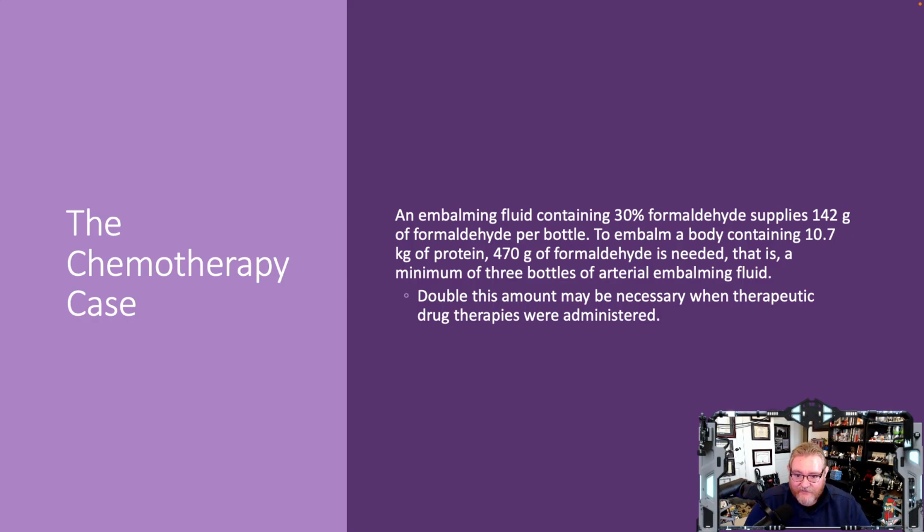An embalming fluid containing 30% formaldehyde supplies 142 grams of formaldehyde per bottle. To embalm a body containing 10.7 kilograms of protein, or 10,700 grams of protein, 470 grams of formaldehyde is needed. That is a minimum of 3 bottles of arterial embalming fluid. Double this amount may be necessary when therapeutic drug therapies were administered. So if you're watching people embalm with 2 bottles and 250 pounds and they have complicating conditions, chances are pretty good you're not meeting the formaldehyde demand for that body.